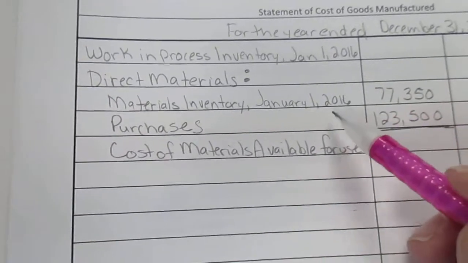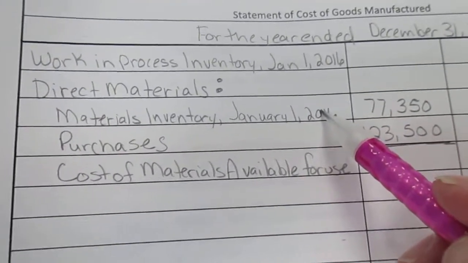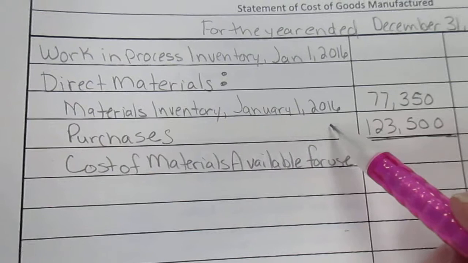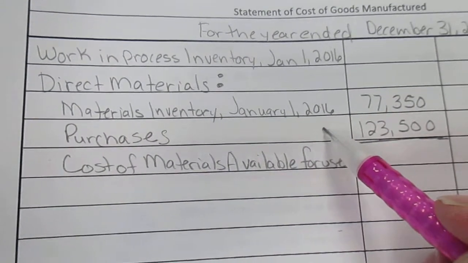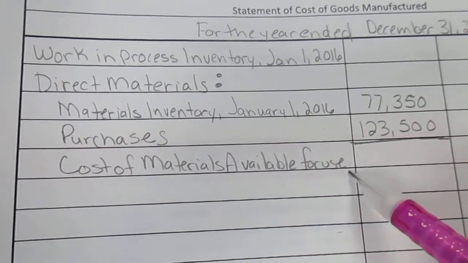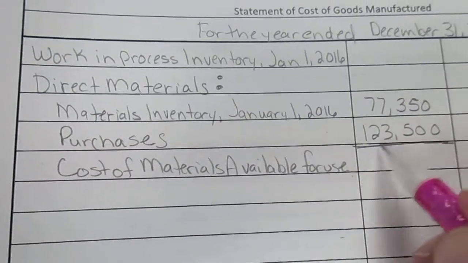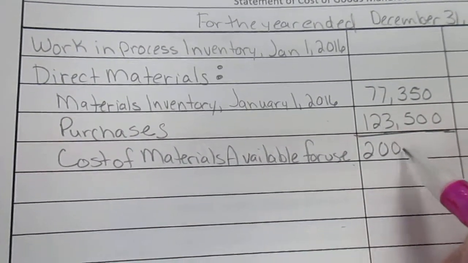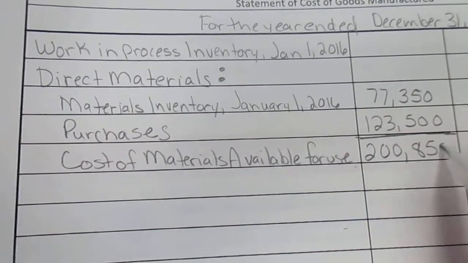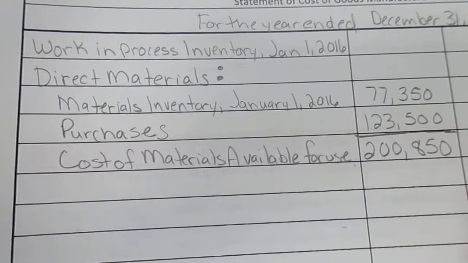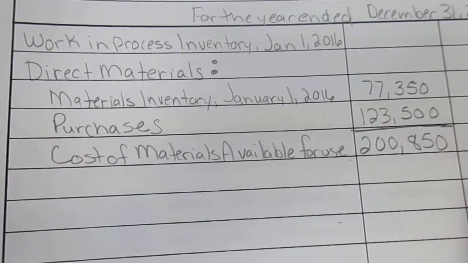Now what that means is this is how much wood we had at the beginning of the year. We purchased $123,500 worth of it, and this is how much I have altogether available for use for the year, was $200,850.